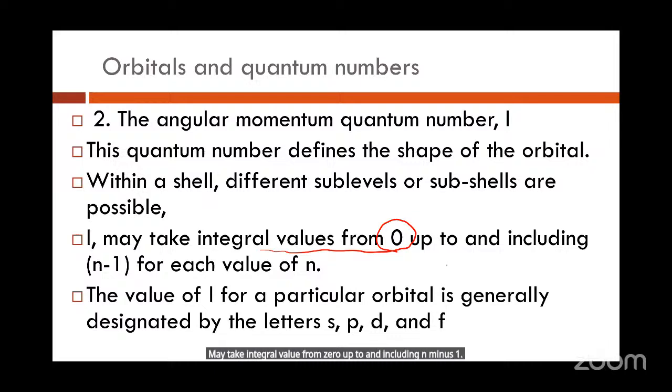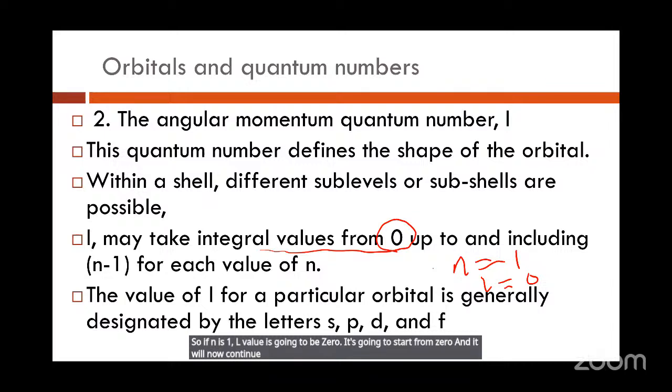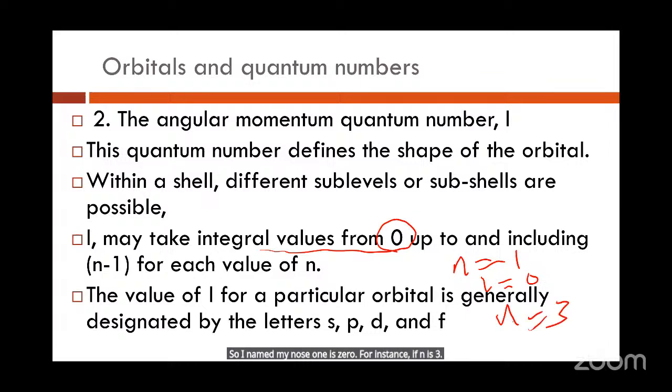So if n is 1, the L value is going to be 0. It's going to start from 0 and it will continue until you get to n minus 1. So n minus 1 is 0. For instance, if n is 3, the L value is going to start from 0, so it's going to be 0, 1, and 2.